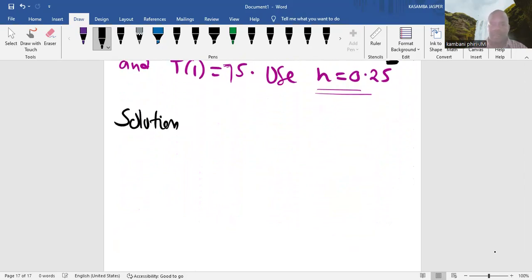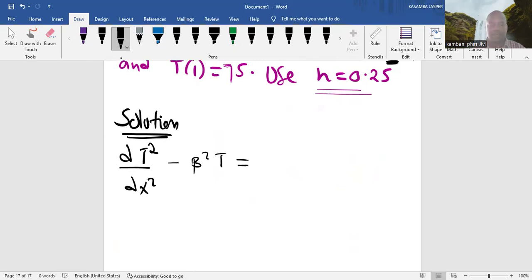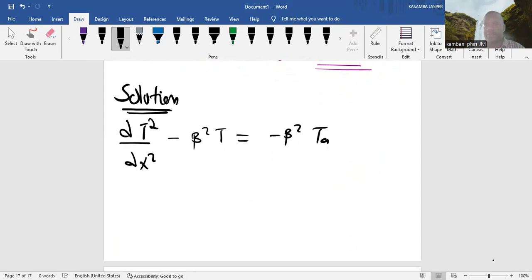The first thing is maybe we can rewrite our equation, our differential equation, the partial differential equation. That is d squared T divided by dx squared minus beta squared T is equal to negative beta squared Ta. So we can write this, okay?